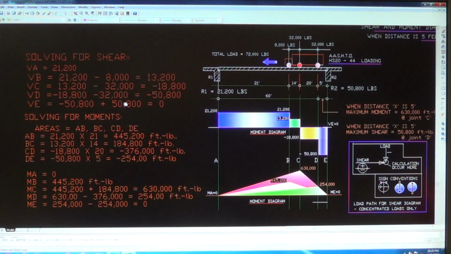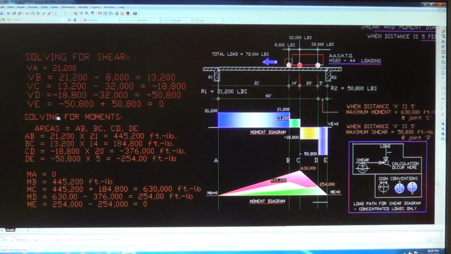Negative 50,800 plus 50,800 is equal to 0. Shear A is 0, and therefore the shear is closed. Once you end up with 0, it means all these calculations are correct. If it doesn't end up at 0, then something is wrong there and you have to go back. You cannot proceed to solve for moments unless you get the 0 here.